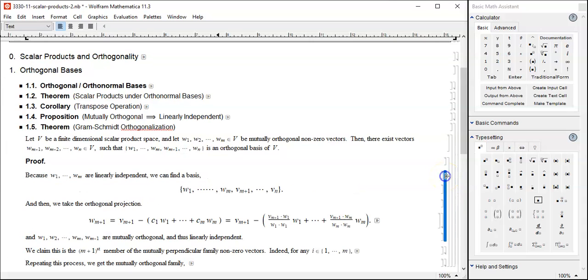Okay, let's begin. W1 through Wm are linearly independent, so we can find a basis. Up to here, that existed before, and then we could add some more, and then we can have a basis, because a basis always must exist because we have a finite dimensional vector space. And for the basis, we have to have a maximal set of linear independence.